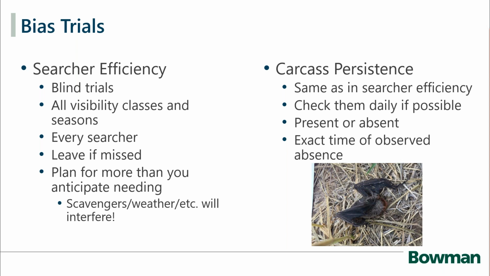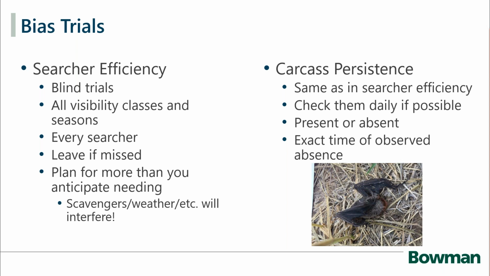For searcher trials, they should be blind, meaning that the searchers are unaware of when or where they are occurring. You'll want to be sure to test every searcher multiple times and in every visibility class and season if you suspect that these might be influencing a searcher's ability to detect a carcass.